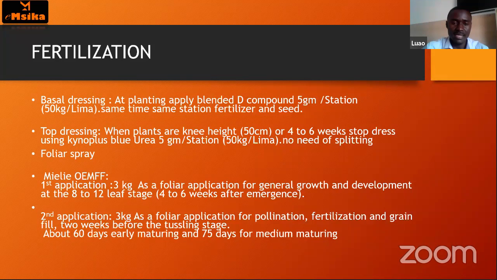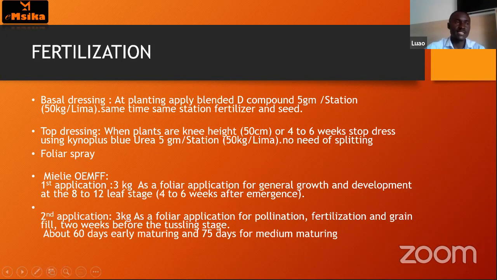So when plants are at knee high, which is about 50 centimeters, depending on the variety, it ranges from 4 to 6 weeks, you apply top dressing fertilizer using the Kynoplus blue urea at 5 grams per plant station. So we're not changing any application quantities per plant or per hectare or per lima. The same ordinary way we've been doing it, that's the way we're going to do it. So 5 grams per plant per station will come back again to the 50 kg per lima.